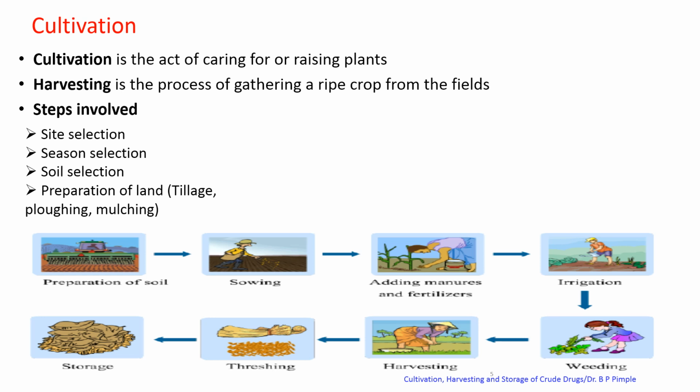Then mulching. Mulching is the process wherein the evaporation of water from the soil is avoided. Nowadays, you might have seen many times in the fields that plastic sheets are placed over the surface of the soil. Now, this plastic sheet is one kind of mulching. Initially, in traditional ways, certain sand or pebbles or stones were placed.